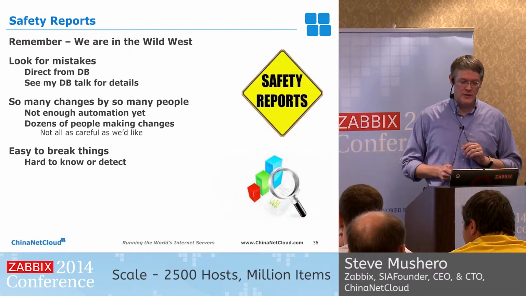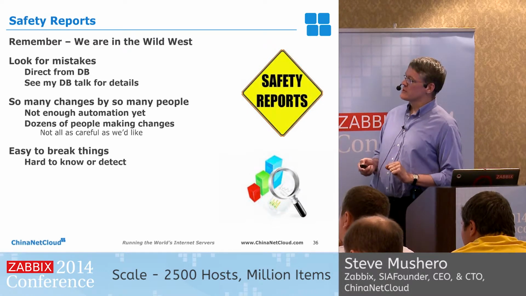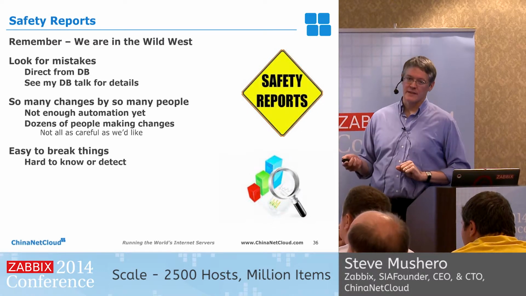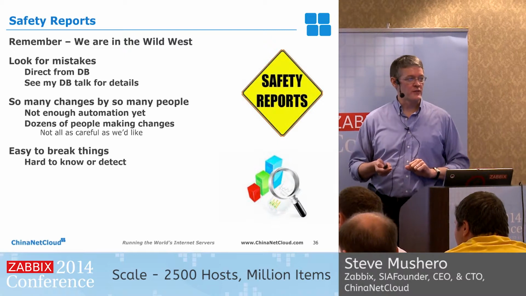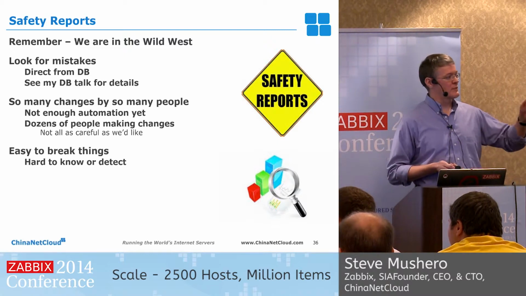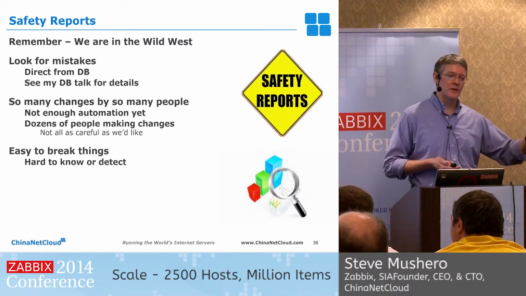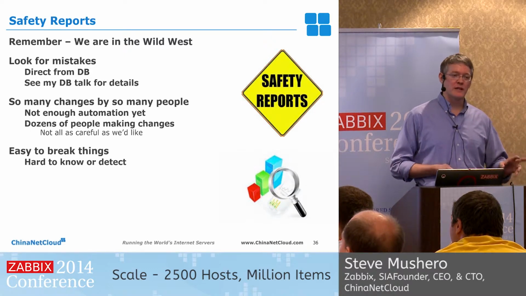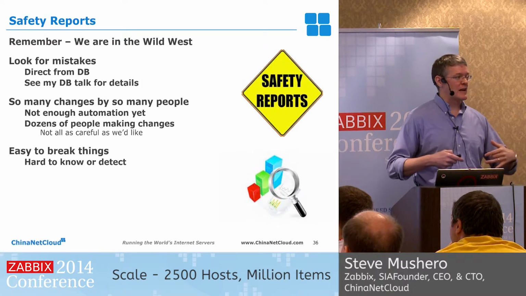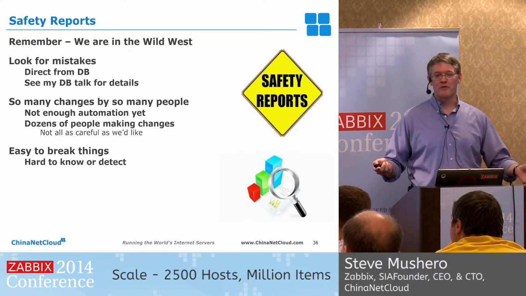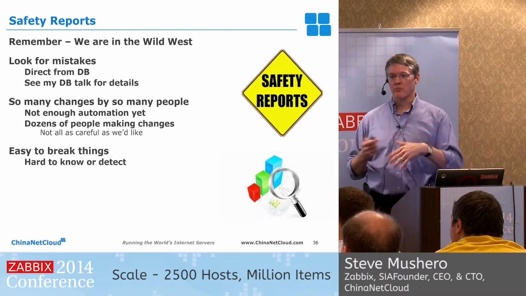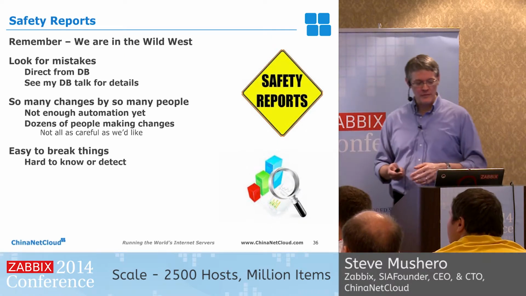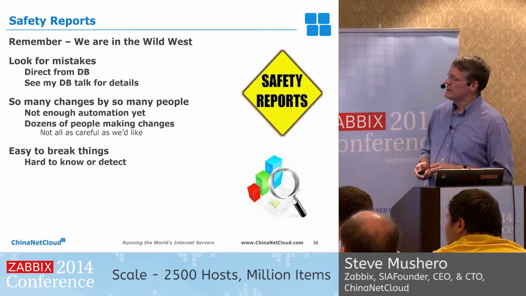So we'll do that. So these are the type we call these safety reports, which is basically looking for mistakes because it's very, very easy, for example, to enable something on a template, disable it on the host, disable it on the template. And when you have dozens of people changing the system all the time, it's very easy to get things misconfigured and all of a sudden everything's disabled. And how do you find that? And how do you figure that out? So we have reports that cross-reference all this and look for all kinds of different things. Very easy to break things.